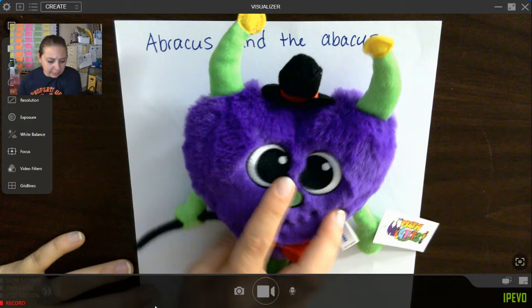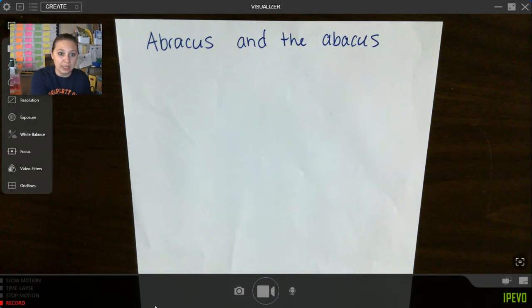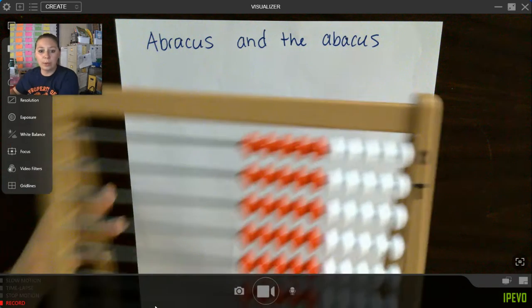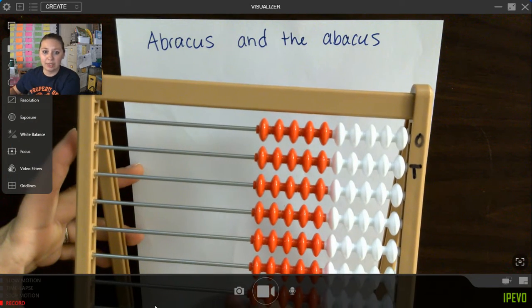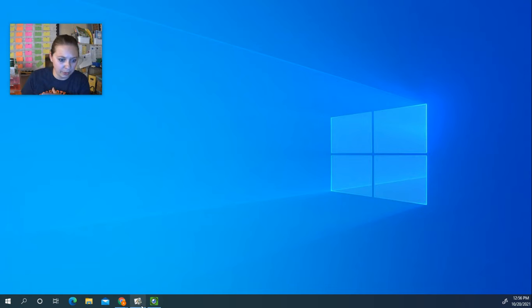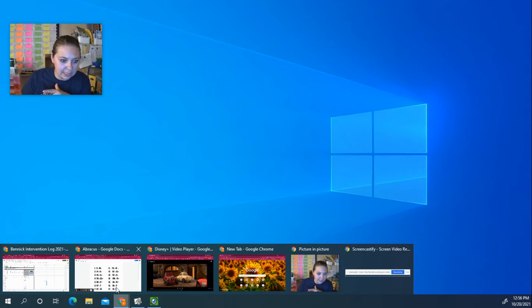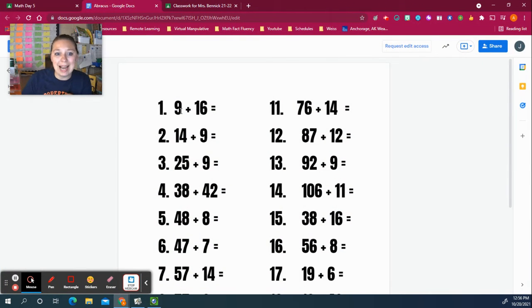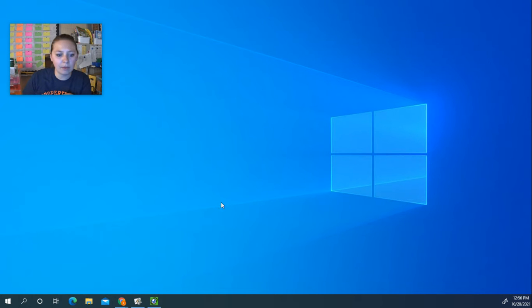So let me show you this addition strategy using Abracus and the abacus. So we will be using our abacus for this activity. Now, you don't have to use an abacus for this activity, but I am going to show you with mine. So let's see here. Our first problem is 9 plus 16.